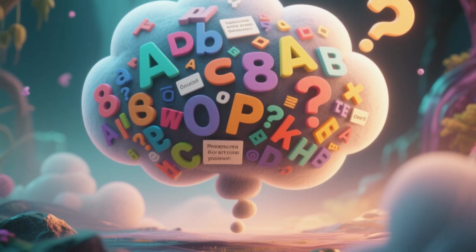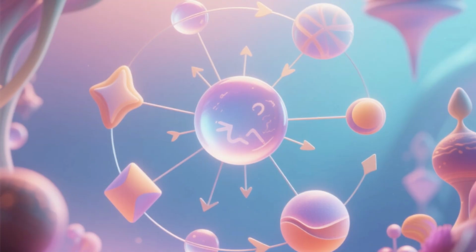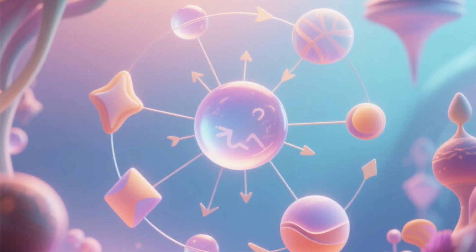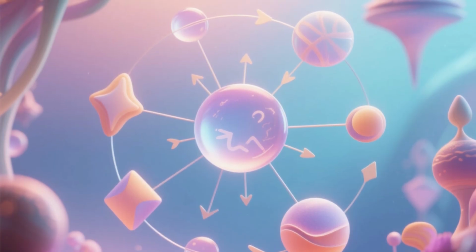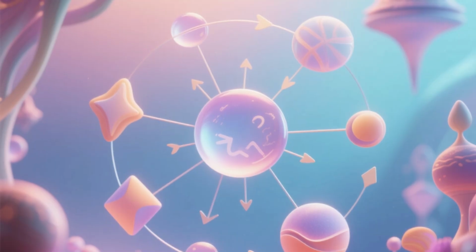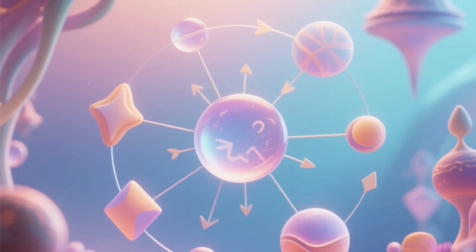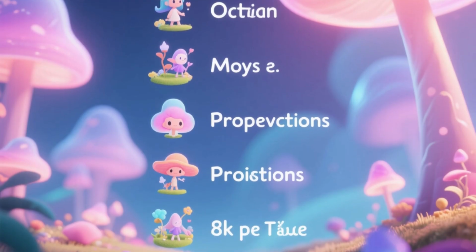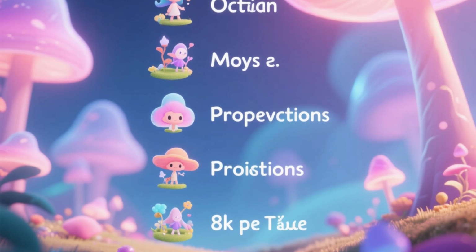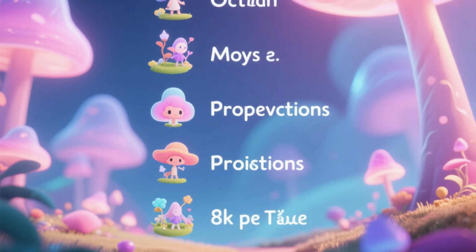Let's start with the basics. A preposition is a word that shows place, position, time, direction, or relationship between things. In simple terms, prepositions answer questions like where, when, in what direction. Common prepositions include words like in, on, at, under, over, behind, before, after, between, and among. Let's begin with the preposition in.